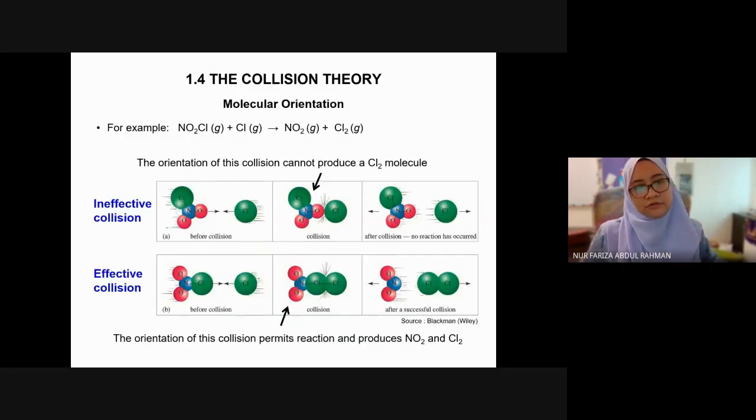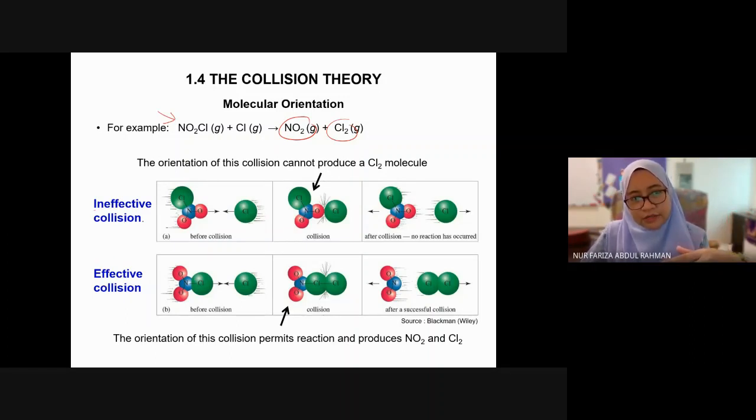Okay, right. So let's look at it in terms of orientation. What does it mean by orientation just now? Proper orientation. Consider this reaction, NO2Cl plus Cl to produce NO2 and Cl2. The orientation of the collision cannot produce a Cl2 molecule. We have two types of collision. One is of course the ineffective collision. The other one is effective collision. So how do we differentiate these two?